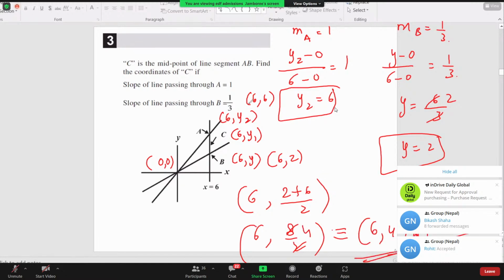So basically, you just need to analyze that the line which is passing through A is also passing through the origin. So slope will hold this value. Similarly, B is also passing through the origin. So slope will be this value. Based on that, you can easily figure out the coordinates of A and B. And C is the midpoint of AB. You can use that relationship and get the answer.